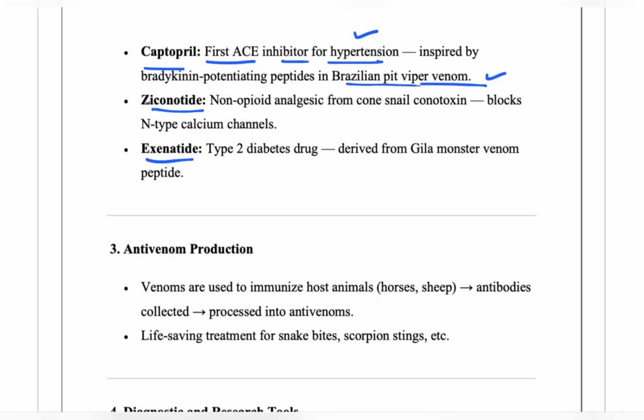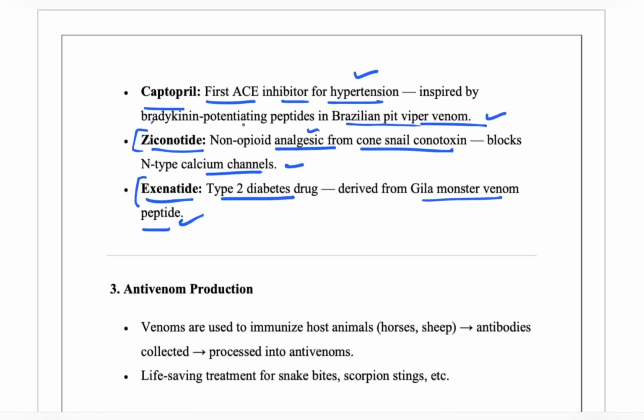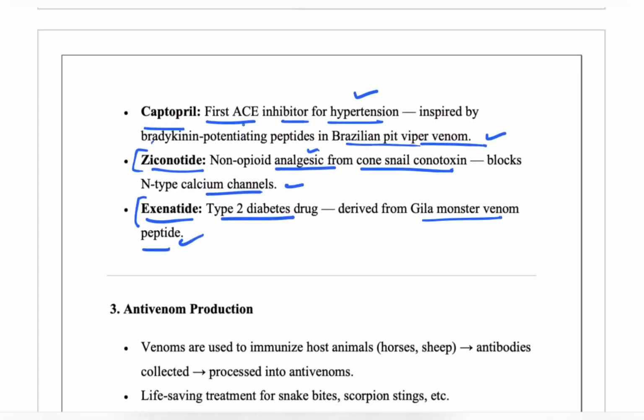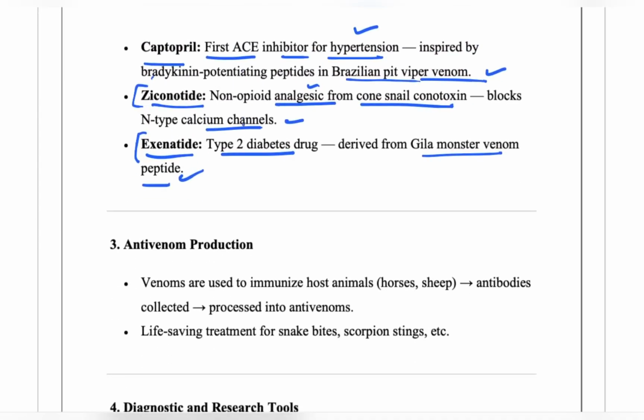Then there is ziconotide. Ziconotide is a non-opioid analgesic, right, from cone snail conotoxin, and it blocks the N-type calcium channels. So this is another drug. Then there is exenatide. This is a type 2 diabetes drug, which is derived from the Gila monster venom peptide. This is also very, very important, because these pharmaceutical drugs are going to be used to cure certain diseases, right? So this is the second advantage. These are only 3 examples. There are lots of other examples, you can look for them.